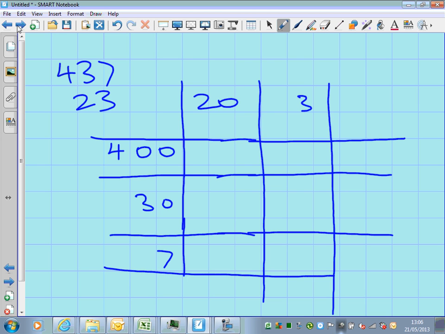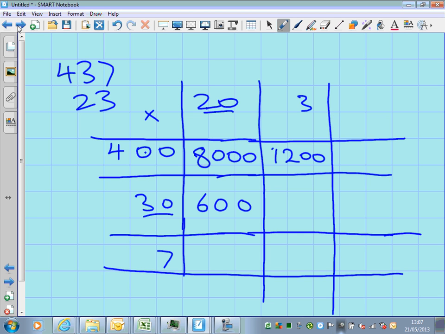Okay. I'm now going to multiply each of these grids together. 400 times 20 is going to go in this box here. 4 2s are 8, and 3 zeros. 1, 2, 3, 8,000. 400 in the next box times 3 is 1,200, isn't it? 1,200. On the next row down, 30 times 20 is 600. 30 times 3 in the next one along is 90. And down the bottom, 7 times 20 is 140. And 7 times 3 is 21.